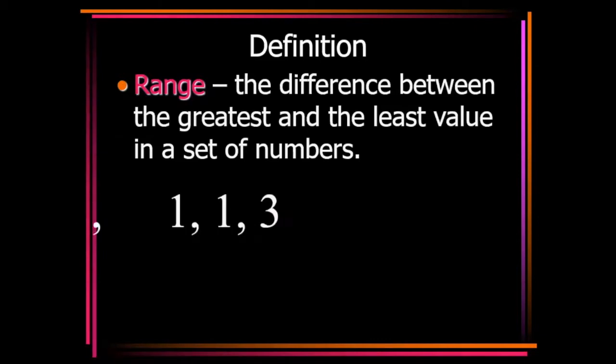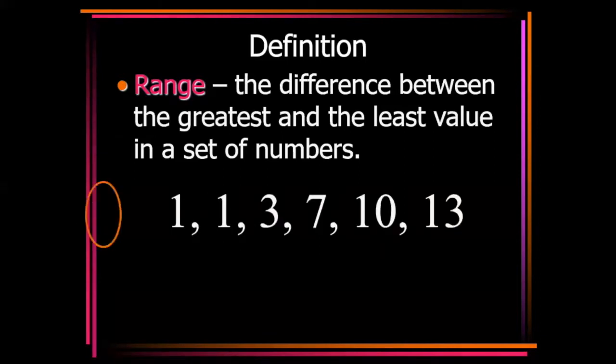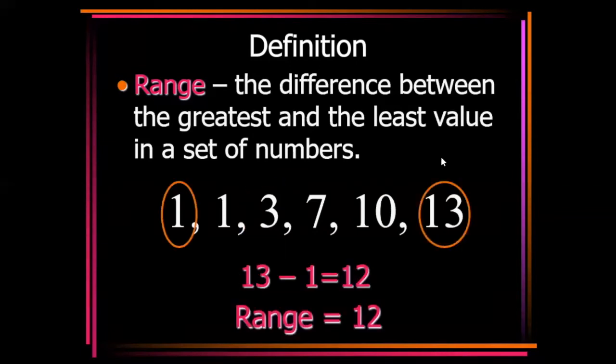Range, the difference between the greatest and the least value in a set of numbers. As you can see, yes, Nathan, the range is the difference between. As you can see, 13 is the greatest number and 1 is the least number, the least value. Therefore, the difference between 13 and 1 is 12. The range of this example equals 12.